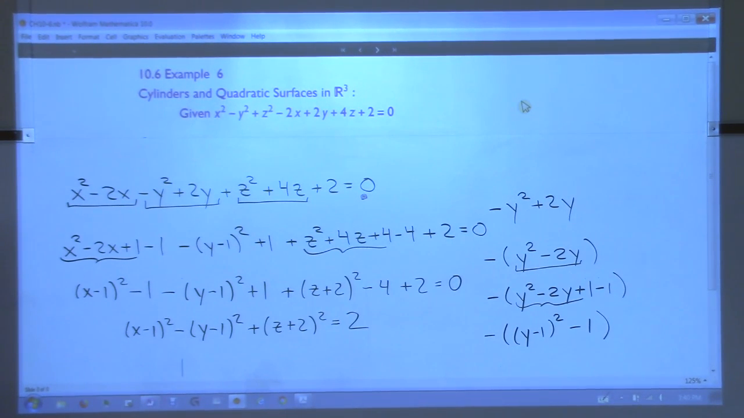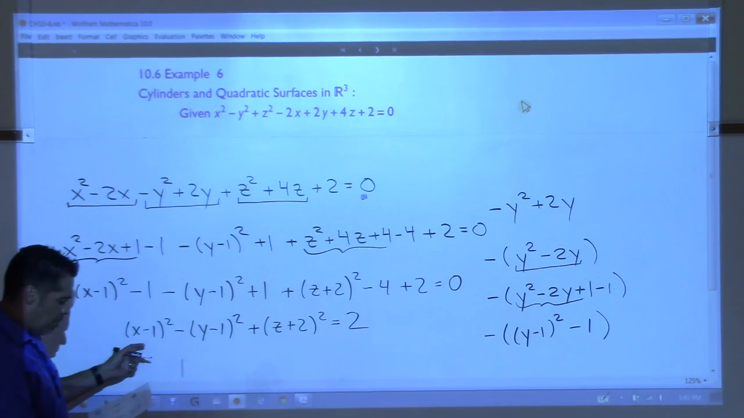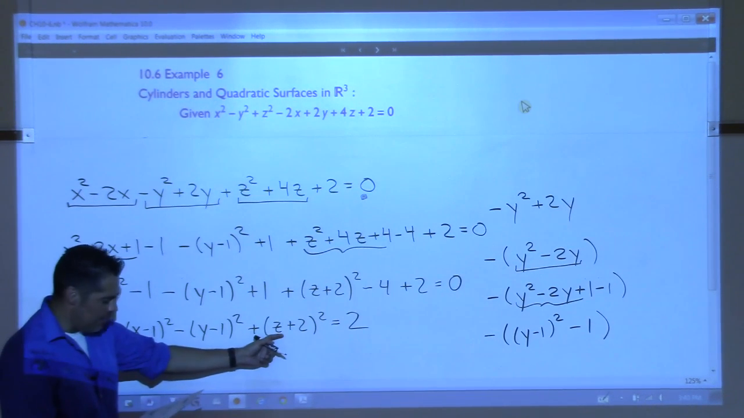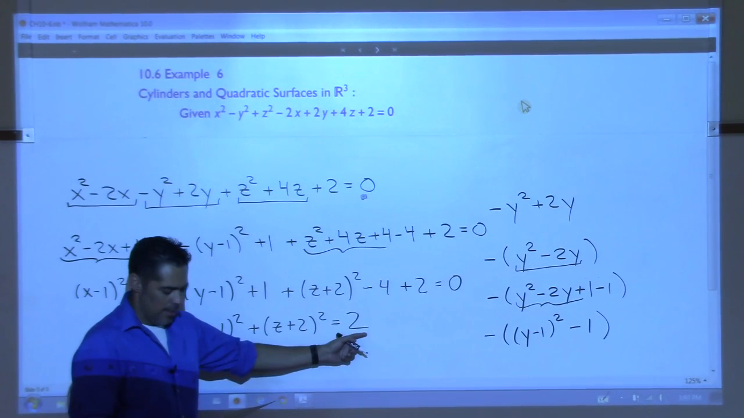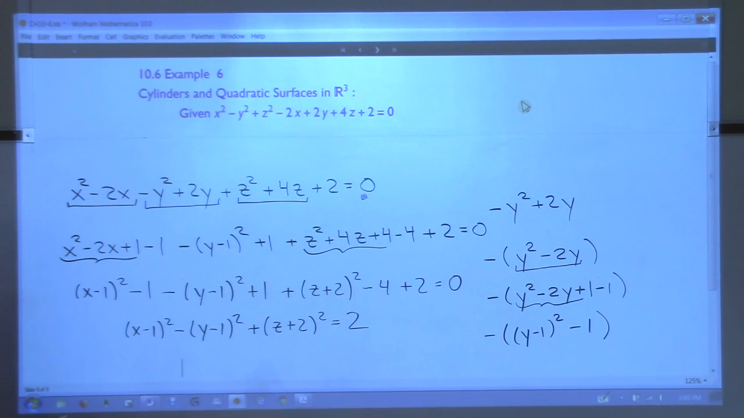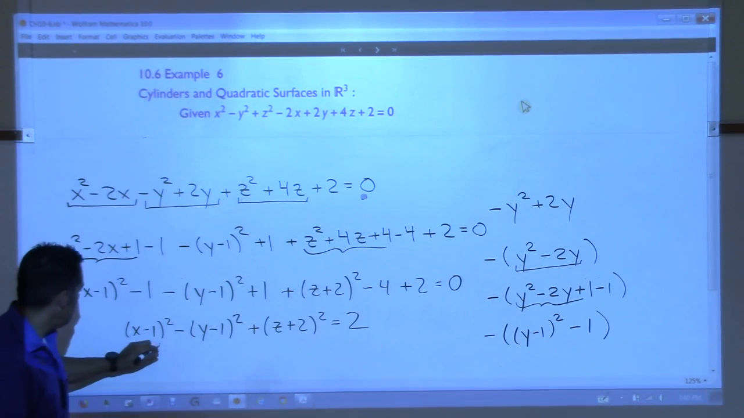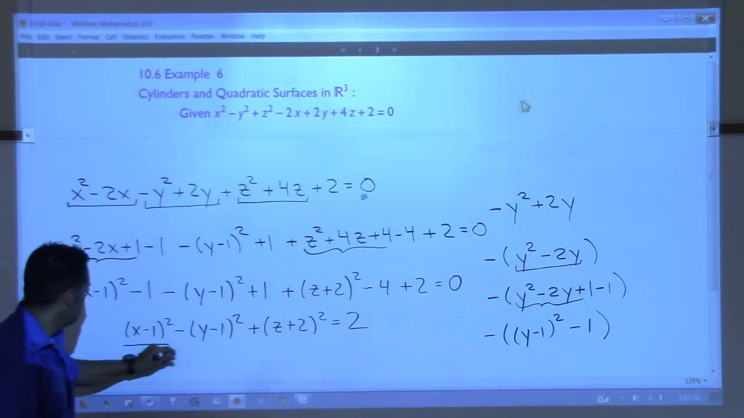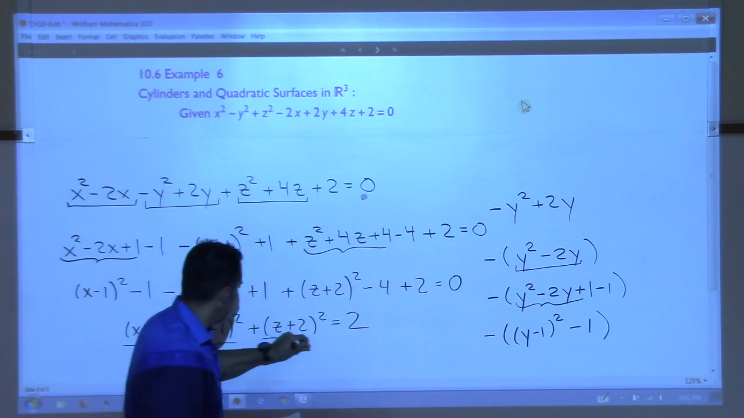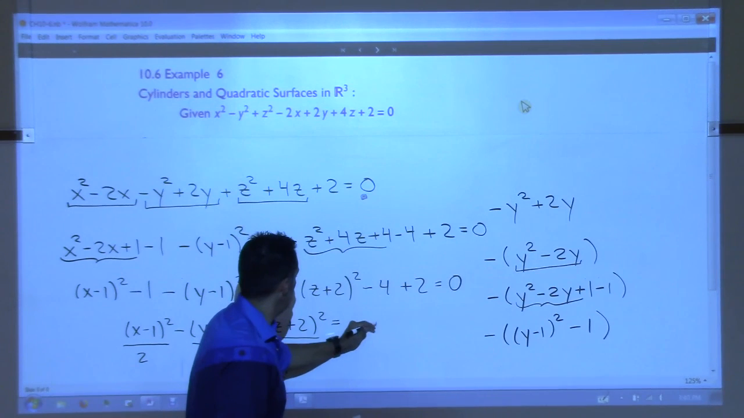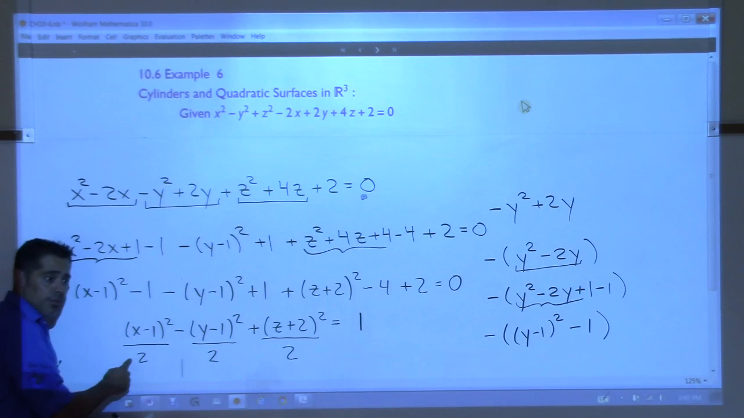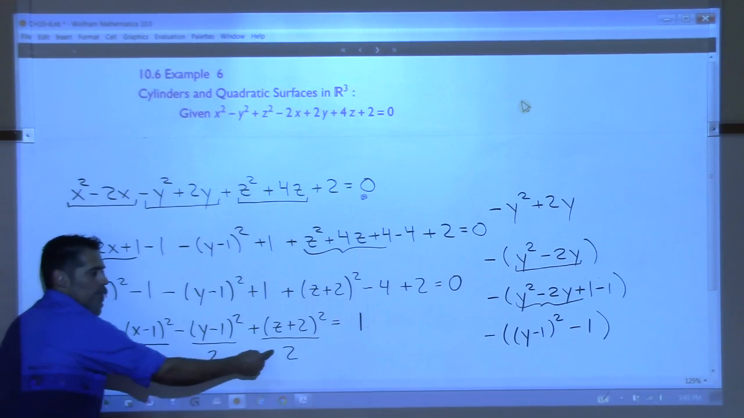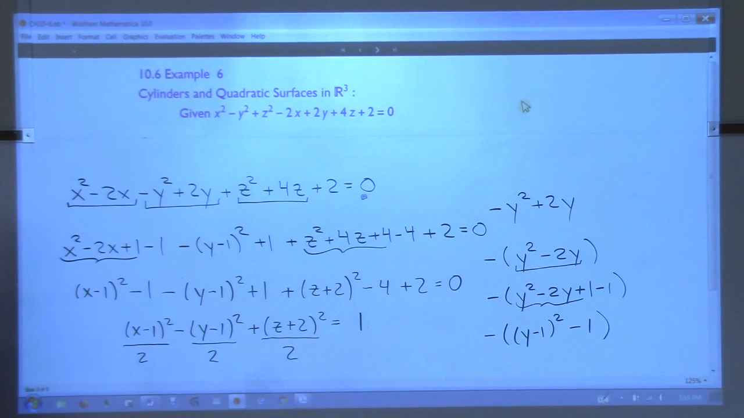Hyperboloid of one sheet. So that means we have two of the variables that are squared that are both positive and one of them that's negative, but we need it to be equal to 1, right? So we have to divide everything by 2 to do that. So let me divide this by 2, divide that by 2, divide that by 2, that becomes 1. And so remember, this is actually square root of 2 squared, square root of 2 squared, square root of 2 squared. So hyperboloid of one sheet.